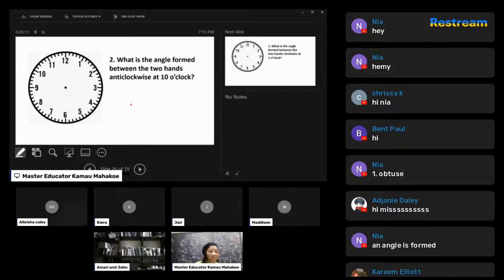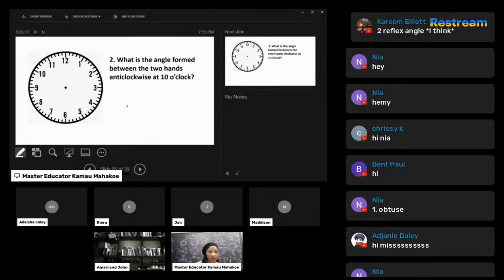So first of all, let's draw the 10 o'clock. The long hand, the minute hand is on what number? The minute hand would be on 12. Okay, so it's o'clock. The minute hand is on 12. The hour hand is on 10. Is it this angle they're asking for or this one? The second one that you drew, the one that's there now.